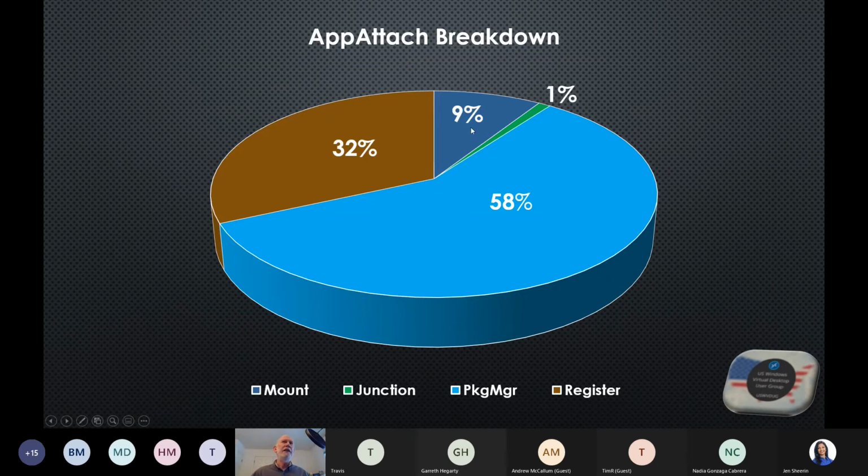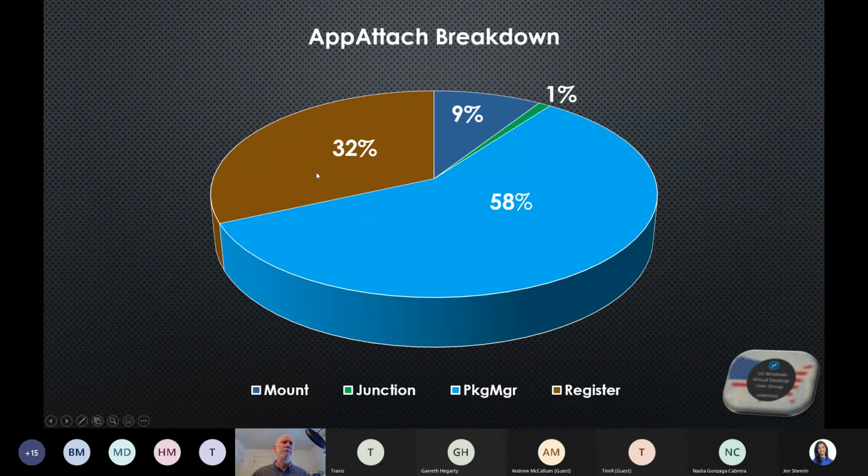So the VHD mounting is this 9% number here. And so if you think about SimFS and it's going to do read only instead of read-write, maybe I can get that down in half of that, but that's still not a whole lot of time here. That 1% is a junction point, which quite frankly, I think can go away. I think they just structured that wrong, but I'm not worried about 1%.